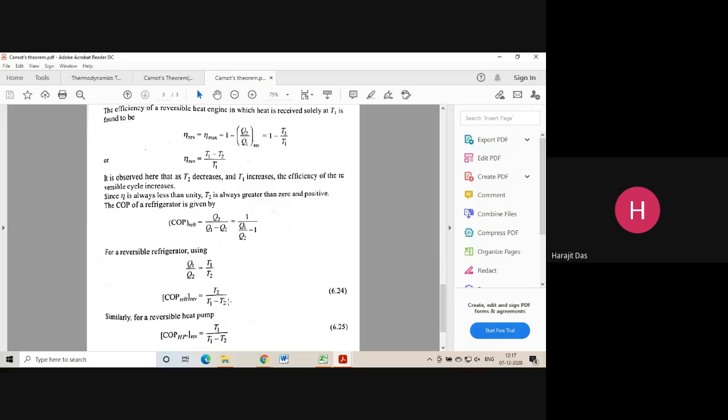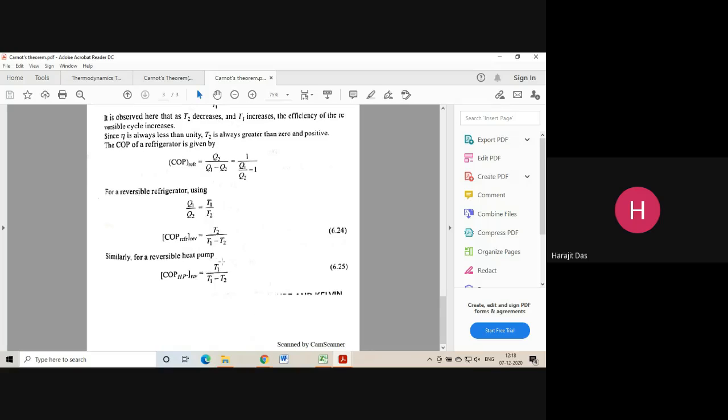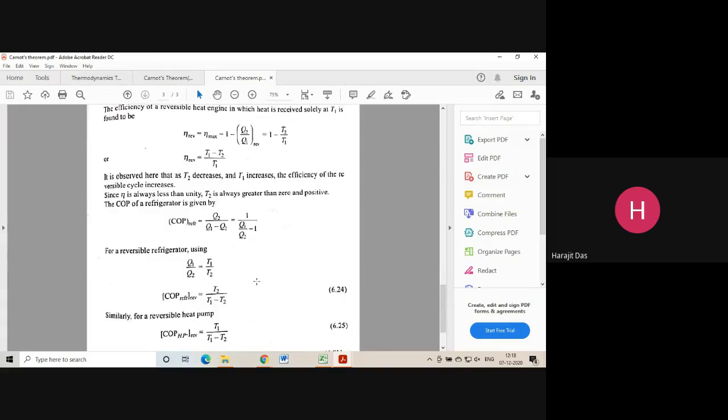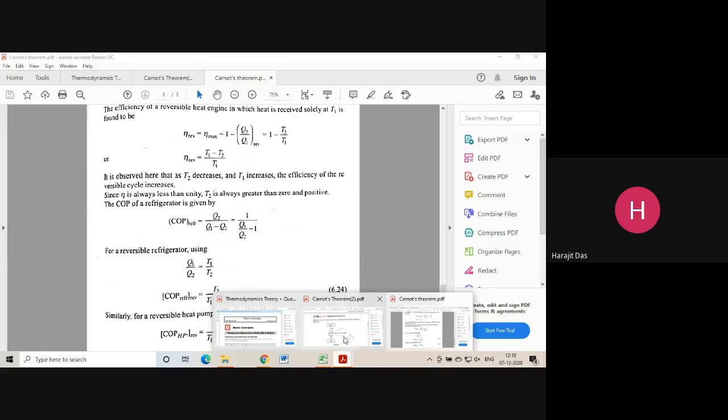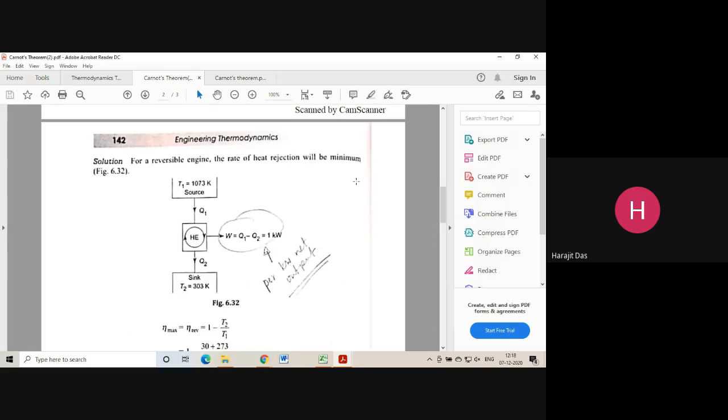So this one you need to remember. Similarly for a reversible heat pump, here it will be T1 instead of T2, and the expression will be T1 by T1 minus T2. So all these three formulas you need to remember. Then only you will be able to compare the efficiencies and the COPs of the heat engine, as well as the coefficient of performance of a refrigerator and heat pump. Now I am going to take two problems, then only we will be able to learn this topic in depth.